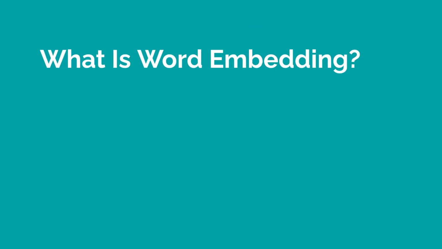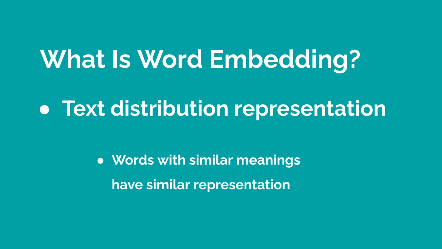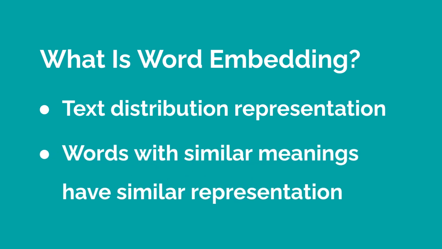All right. What is word embedding? Word embedding is a text distribution representation. It is a way to represent text data. We have to embed text in order for machine learning models to be able to understand words. With word embedding, if a word has a similar meaning, then it'll have a similar representation. And same with a sentence. If a sentence has a similar meaning, it will have a similar representation.